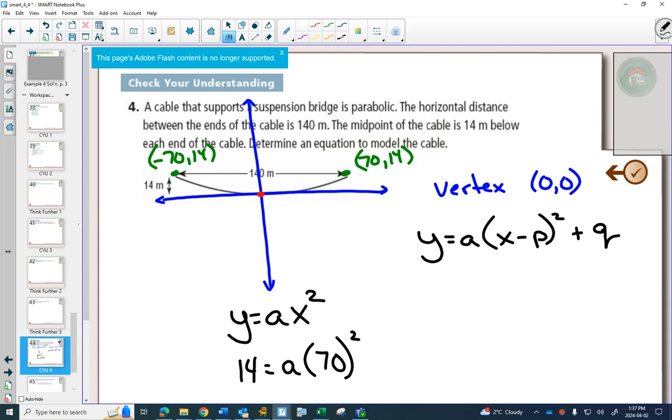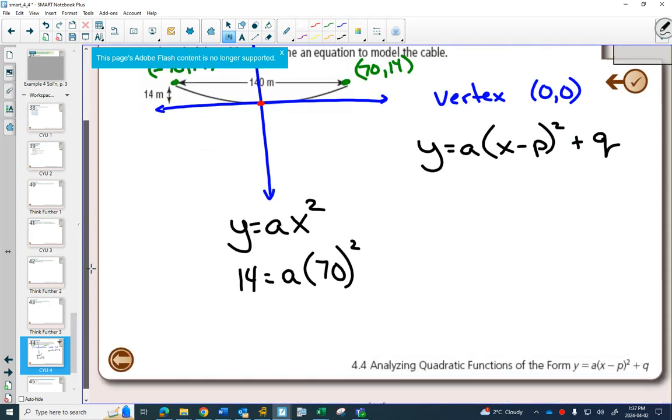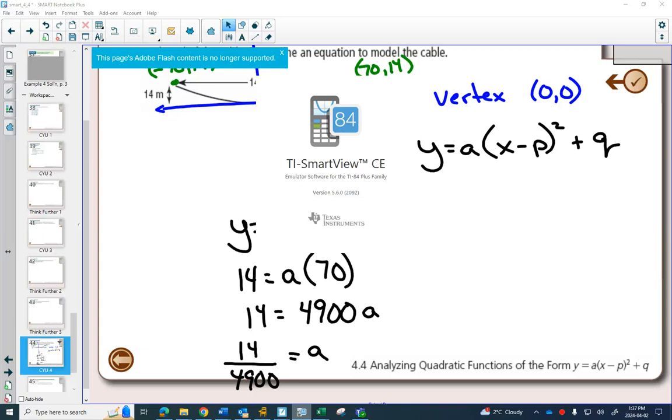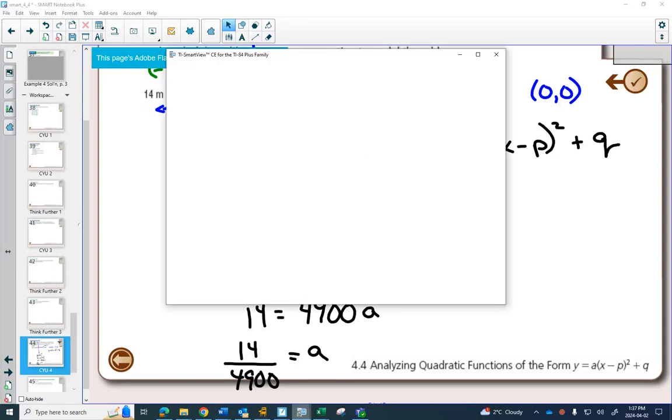Well, that's not a very nice number. But I could definitely solve for A here. I could go, okay, 70 squared is 4,900 times A. And I could divide both sides by 4,900. For those of you with the graphing calculator, I'm going to show you something kind of neat. We could write this as a decimal. If we have it as a fraction, we'll need to put it in lowest terms. I'm going to show you a little trick with the calculator. If it loads up, there we go.